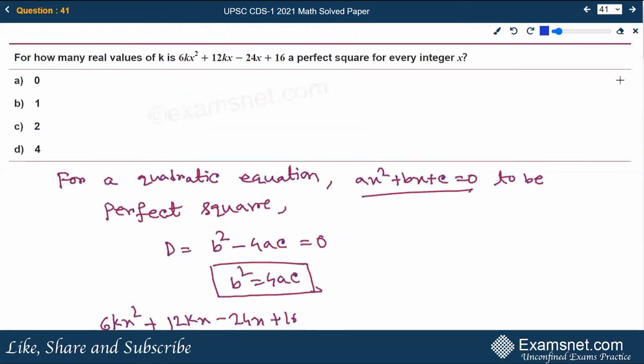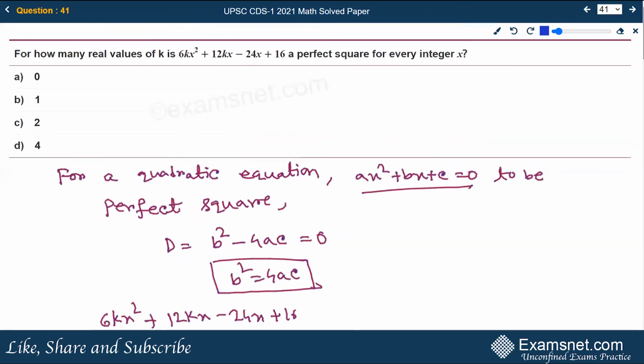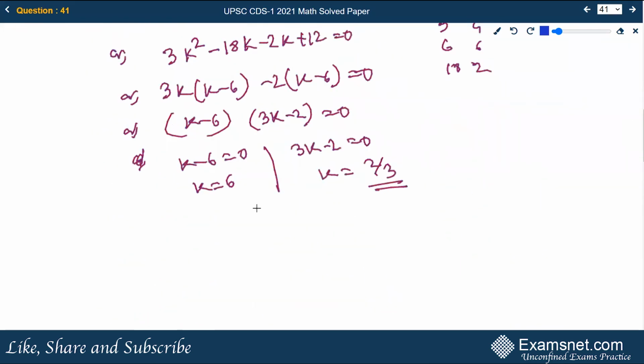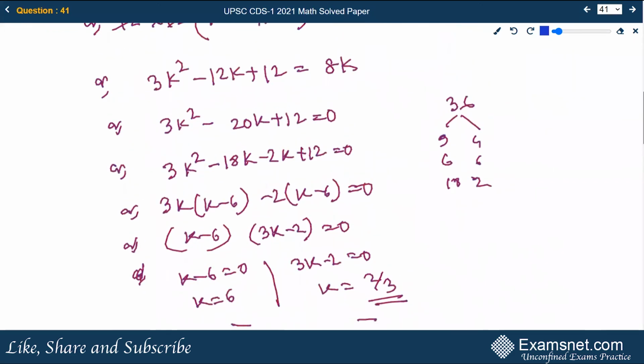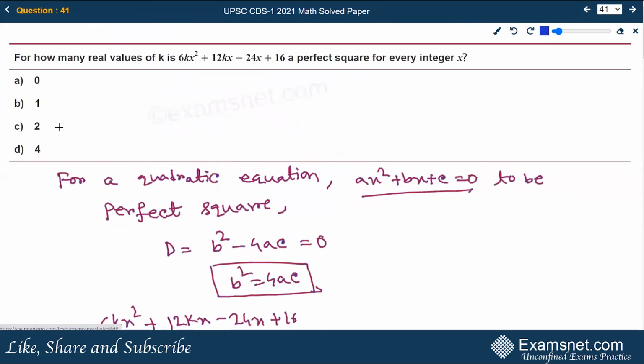So here, for how many real values? There are two values of k. So I can say that option C is the correct answer. That is two values of k. In this situation, this quadratic polynomial will be a perfect square for every integer x.